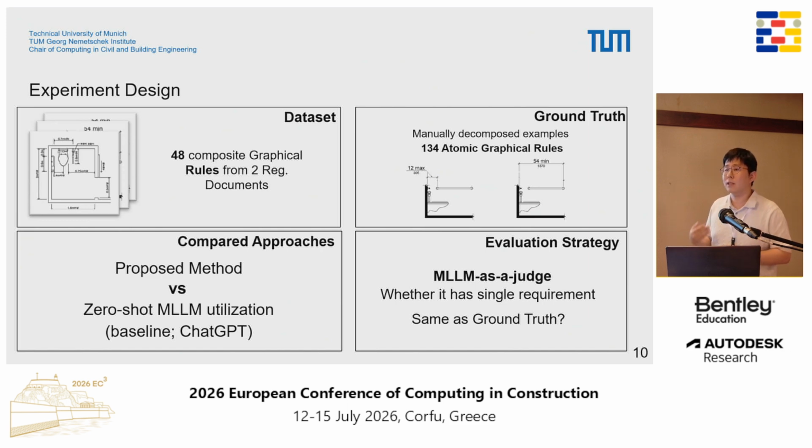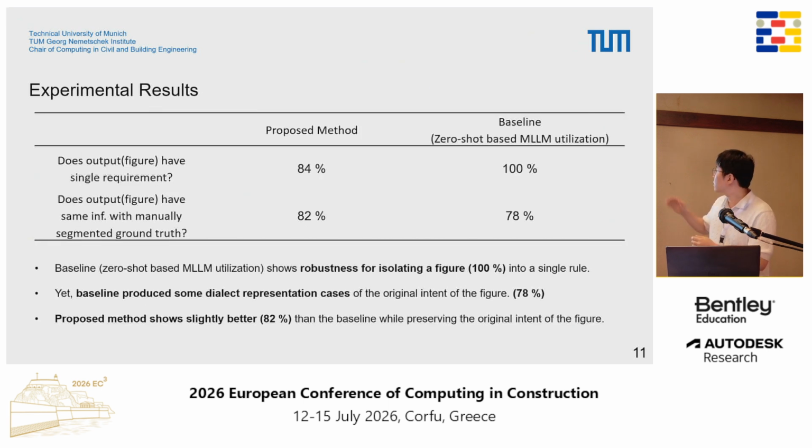So I would like to let the multimodal large language model interpret the 2 input images. One is the ground truth, one is the generative output, and compare whether it has the same meaning as this image. So this is the experimental result.